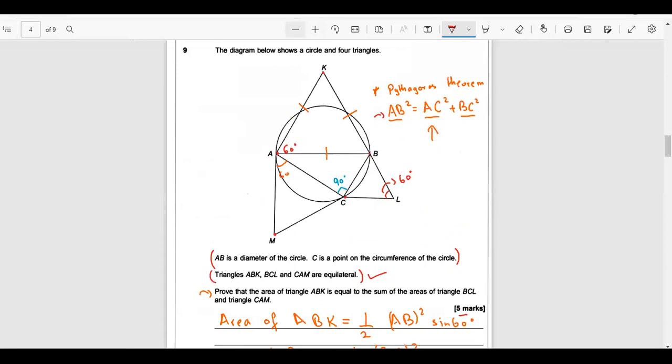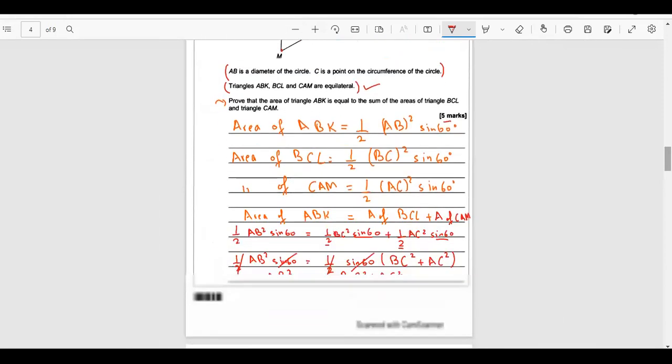So since this is a right angle triangle and AB is the hypotenuse side and these are the two small sides, we can apply Pythagoras theorem and this would be proved. So that is why this happened. The area of ABK was equal to the area of BCL plus CM. Okay. So always remember, the best thing about this is that you're not memorizing anything.